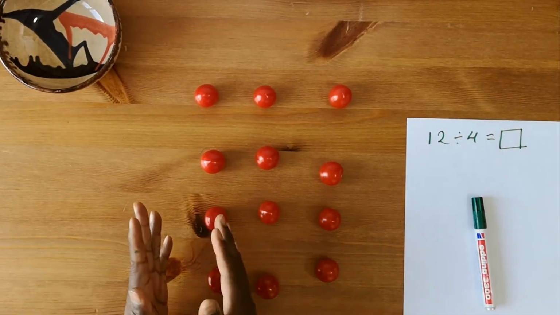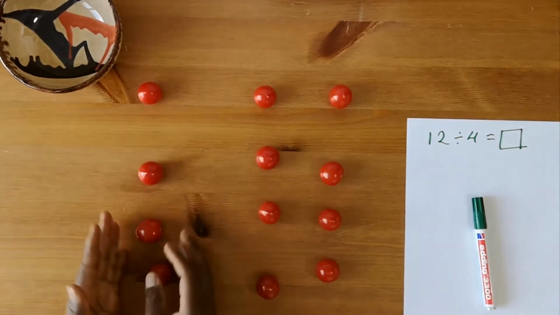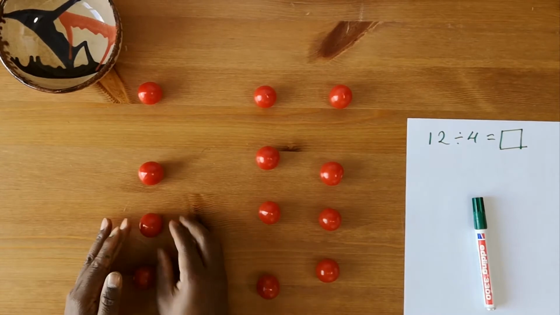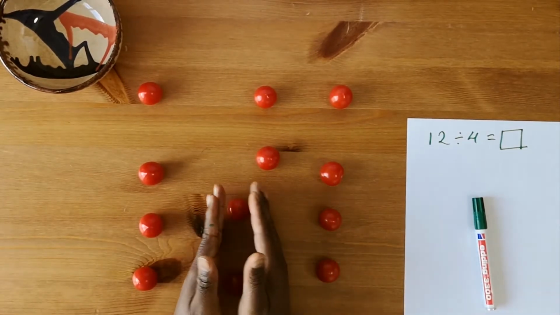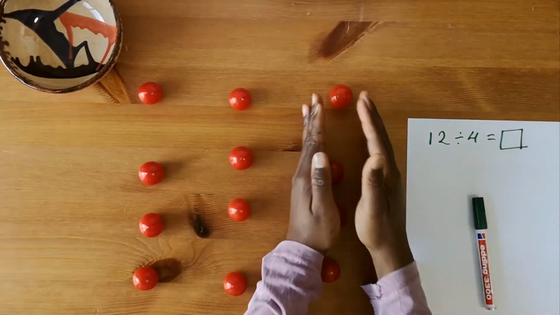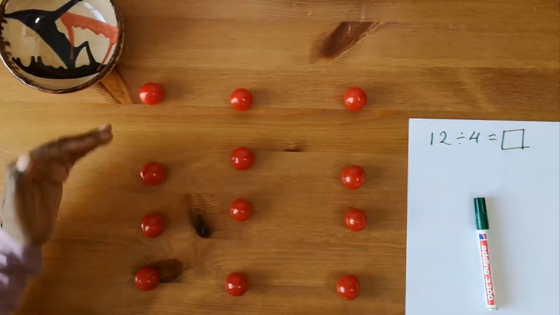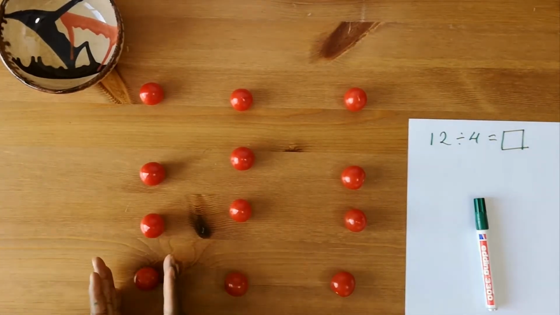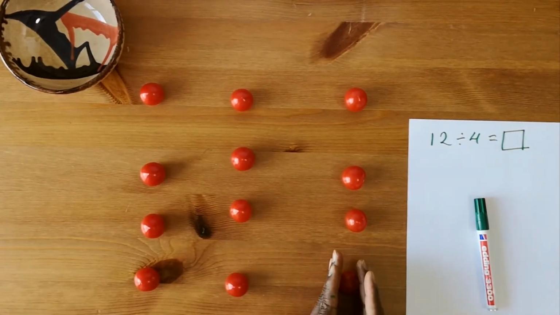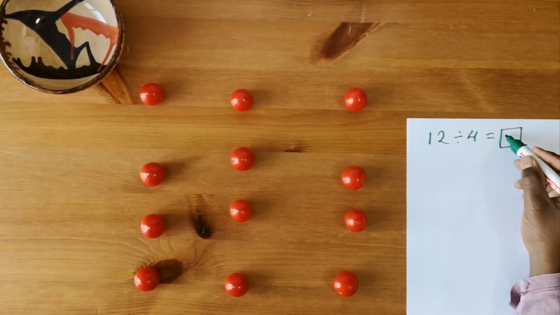Well, I can see that there's a group of 4 right here. There's another group of 4 over here. And a group of 4 over here. How many groups of 4 do I have? 1, 2, 3 groups of 4. So our answer is 3.